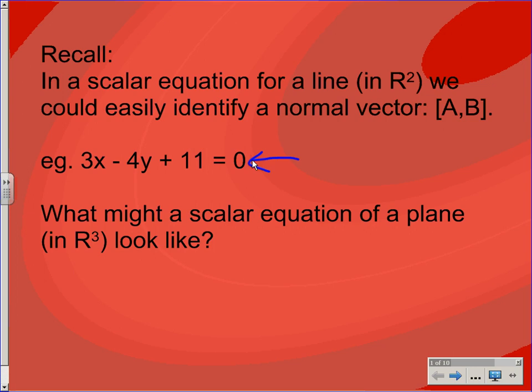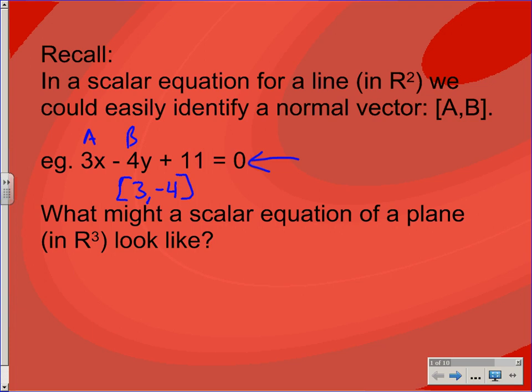And the thing that we noticed, and if you don't remember, just take a look back, the thing that we noticed was that the vector AB, which was those 2 numbers there, so we're talking about the vector 3, minus 4, that was always going to be perpendicular to our line. So that was a neat thing that we noticed back then. What I'm wondering is, is it possible to have a scalar equation of a plane?